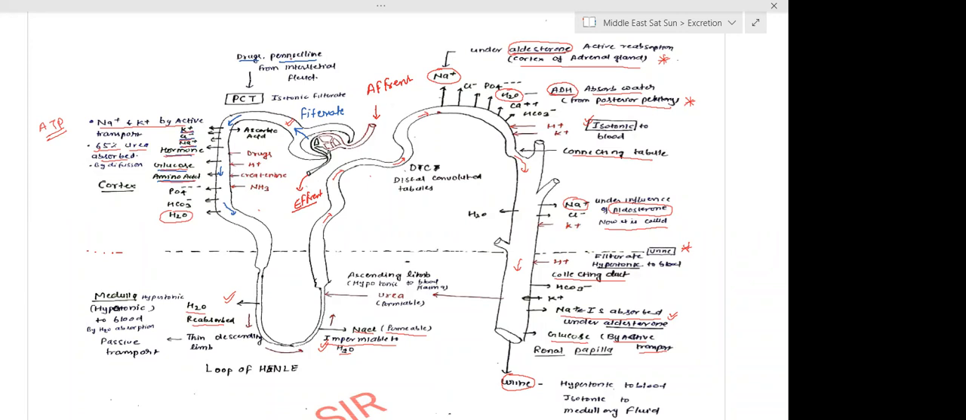Next point. Sodium is reabsorbed here in high amount.